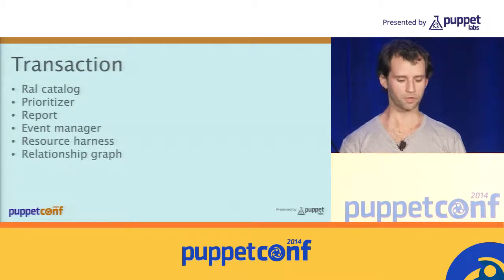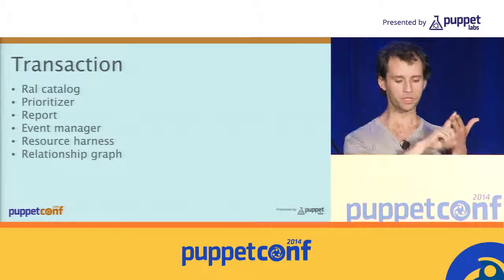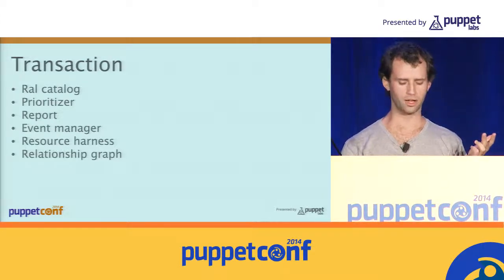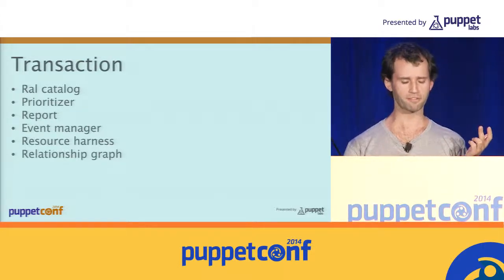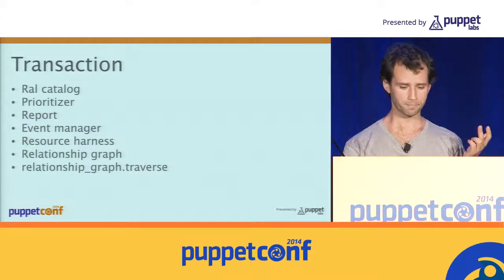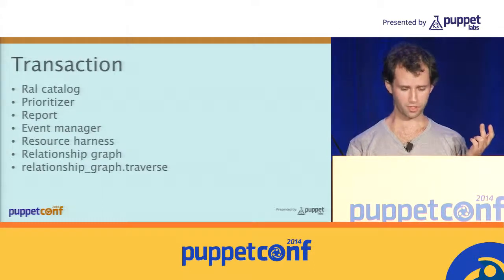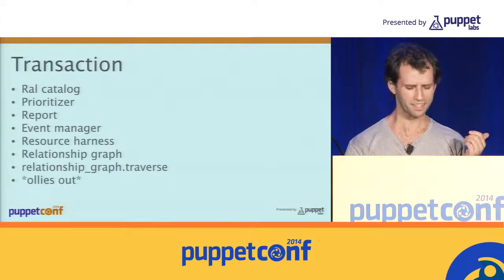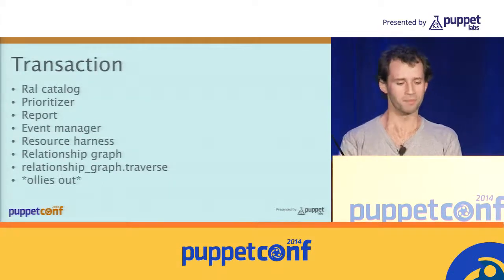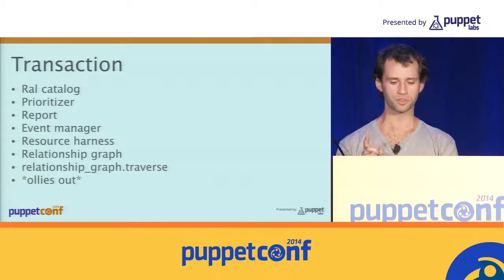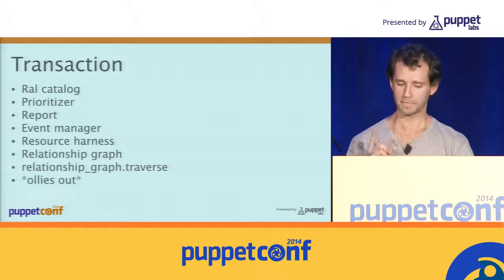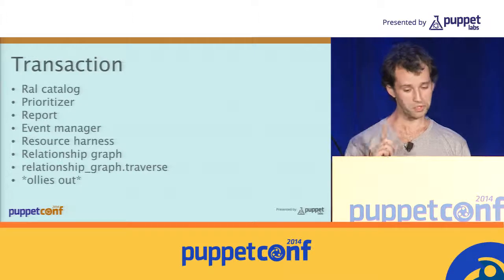In addition, it creates an event manager and a resource harness. And it has the ability to ask the catalog object to create a relationship graph from itself. And then it calls the traverse method on that relationship graph. And at that point, I'm out. Somewhere in there, probably in the resource harness, it ends up calling provider methods to check whether the resources are in sync on the target system and modify them if necessary. But I'm honestly still trying to figure out how, and I'm really sorry about that.